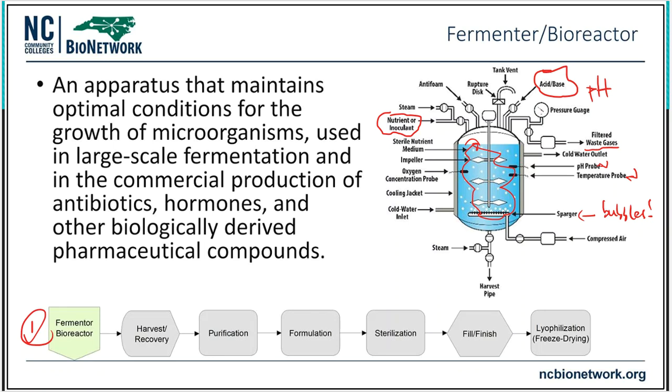Over here to the left, I see some cold water, a cooling jacket, an oxygen probe, an impeller. What is an impeller? We'll talk about those types of things. Sterile nutrient medium. Ooh, that sounds fancy. Again, we'll talk a little bit about that as well. Some steam can go into the bioreactor or the fermenter. And then we see some things up here at the very top: some antifoam, a rupture disc, a tank vent, and some pressure gauges. Well, okay, all of these things we're going to have to dissect.